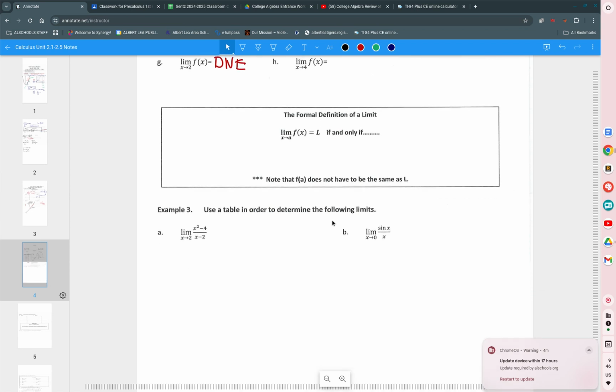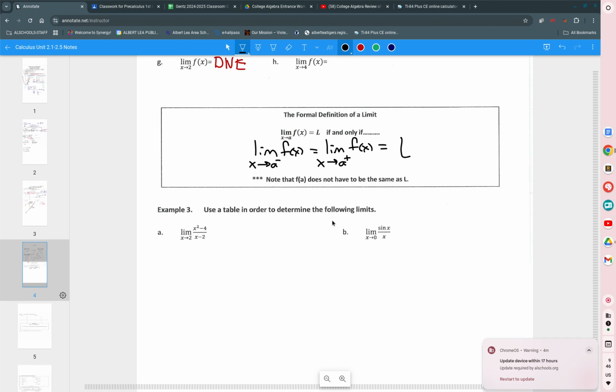So a more formal definition of the limit: the limit as x approaches a of f of x is equal to L if and only if the limit as x approaches a from the left is equal to the limit as x approaches a from the right, and those are both equal to L. The left and the right must both be the same in order for the limit to exist.